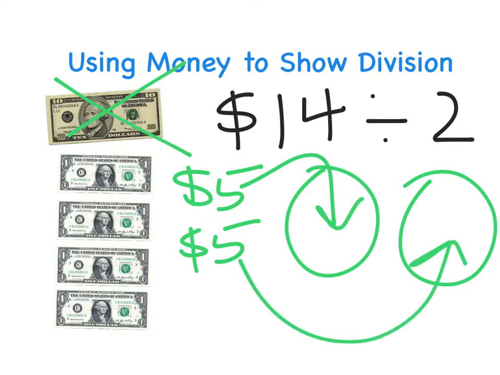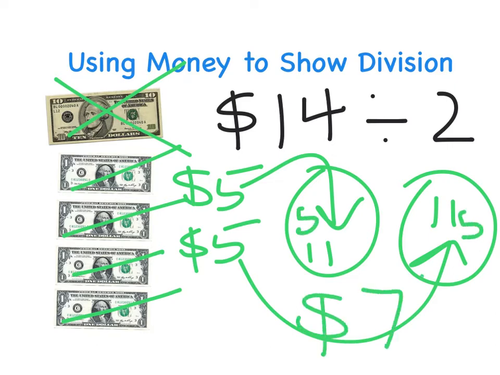Now I can move on to the next bills, which are the ones. Since I have 4 ones and 2 people, each of them can get 2 of the bills. So each group here has a $5 bill and 2 ones, which in all is $7. So this is how I can use money to represent this problem. Now you could probably do this in your head, but for the purpose of today's lesson, I want you to be able to use pictures and money to show us.